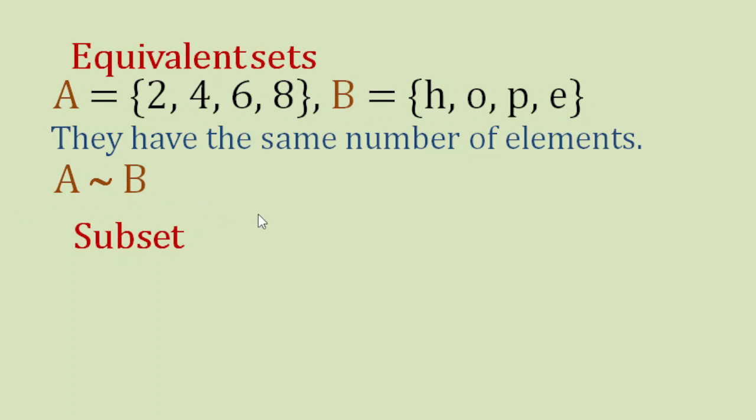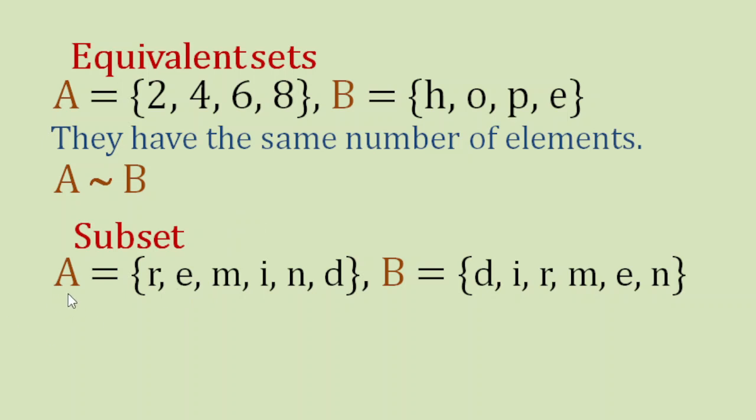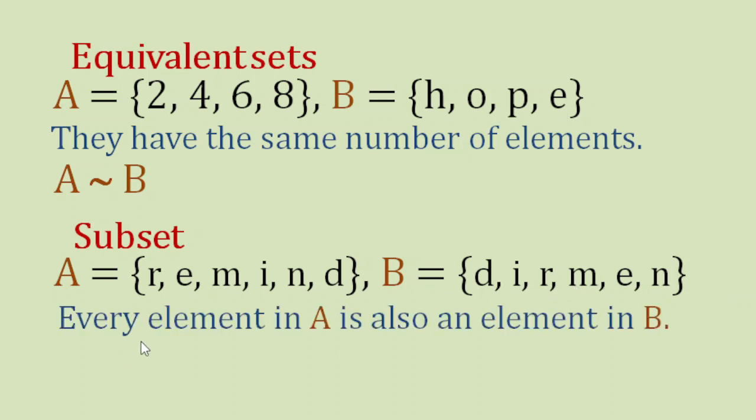Now, let us illustrate subset. Suppose A equals {R, E, M, I, N, T} and B equals {D, I, R, M, E, N, T}. Notice that every element in A is also an element in B. So in this case, we say that A is a subset of B. And we have a line under here. This means also that A is equal to B because they have exactly the same elements.